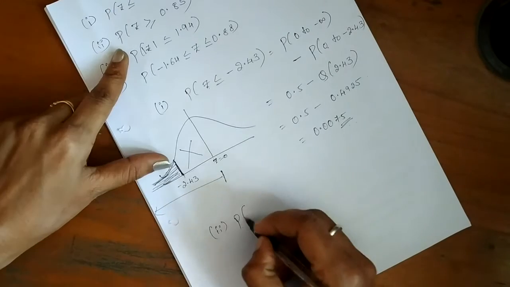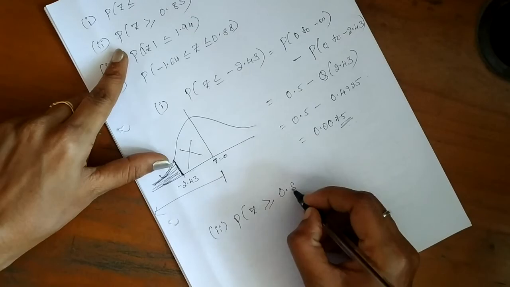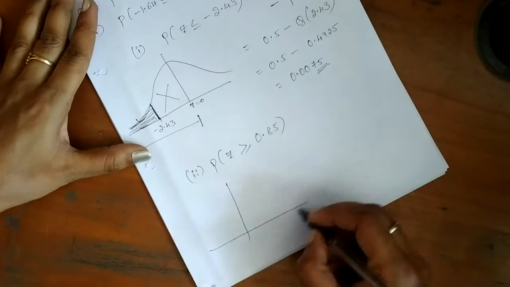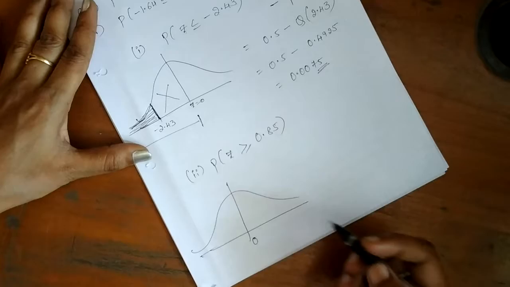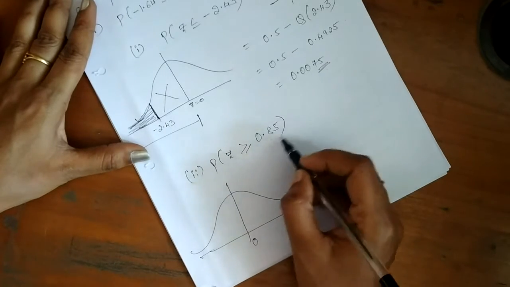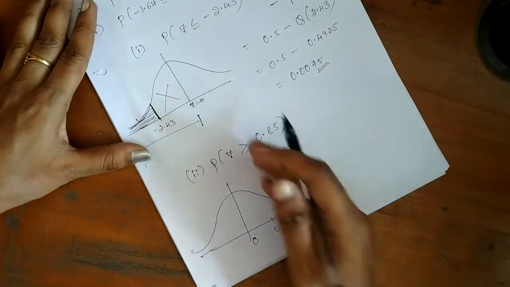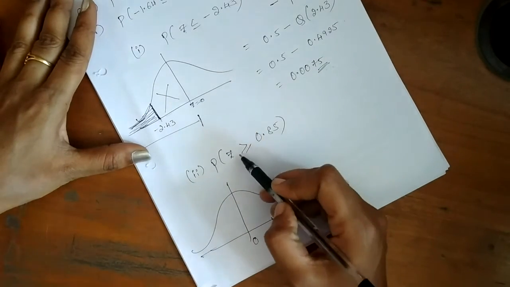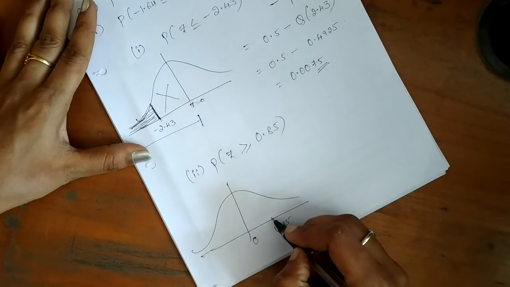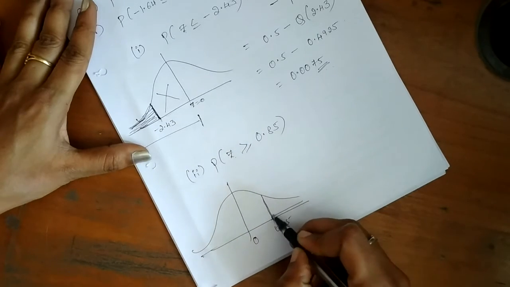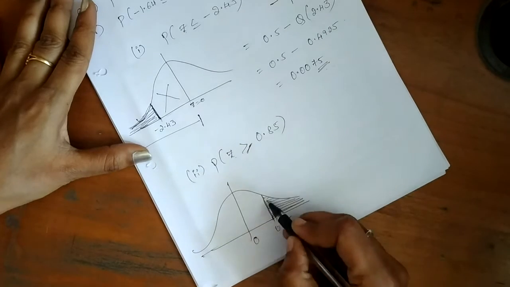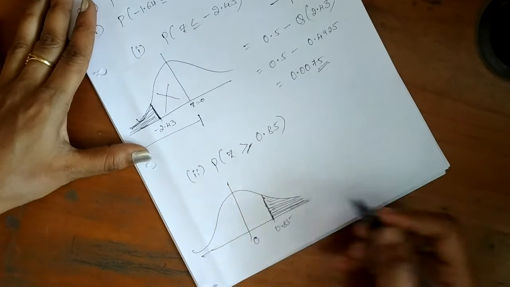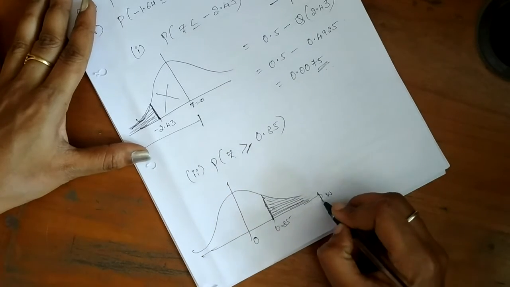Now we'll go for the next one. P of z greater than or equal to 0.85. Let us construct the normal probability curve. Here somewhere z is equal to 0, and it is given a positive value, so the positive value 0.85 will be somewhere here. It is asking greater than this 0.85. Greater than this 0.85 means, let me construct this line, this area you have to find, including this 0.85, the complete area under this curve till infinity.